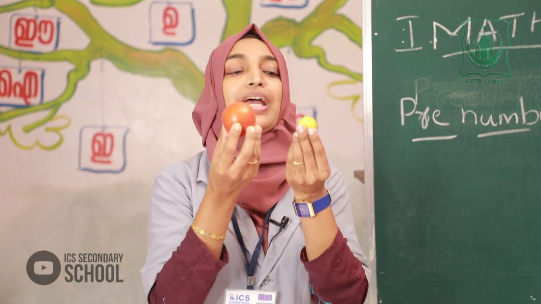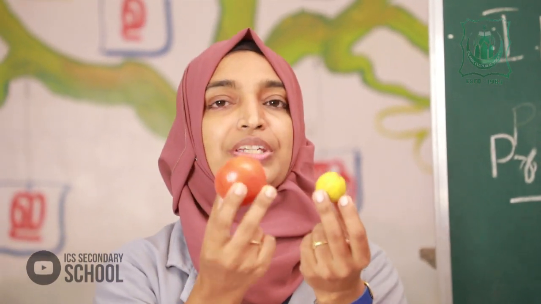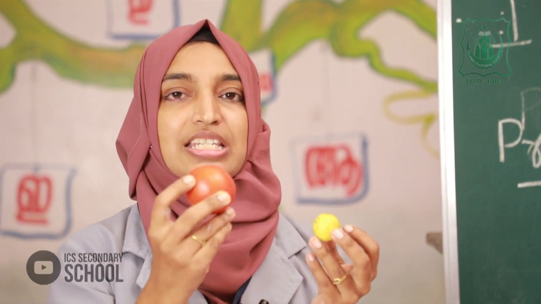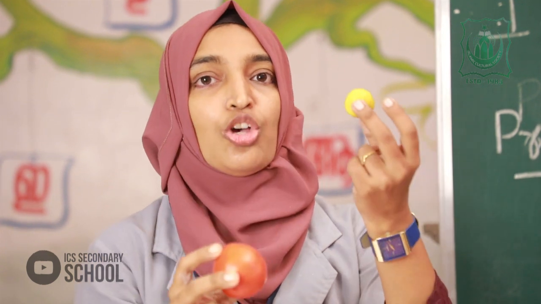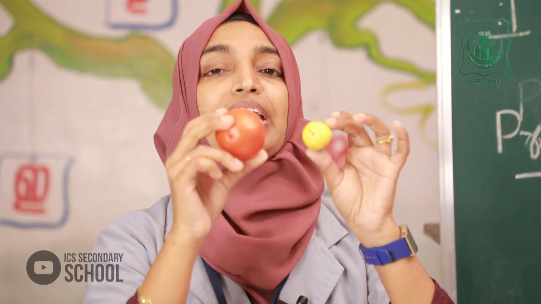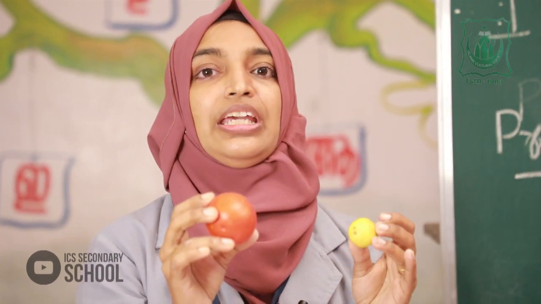When we are comparing these two objects, which is big in size? This one. When we are comparing two objects, we can understand one is big and one is small. We are comparing the size here. When we are comparing the size of something, we can use the words big and small to identify that.